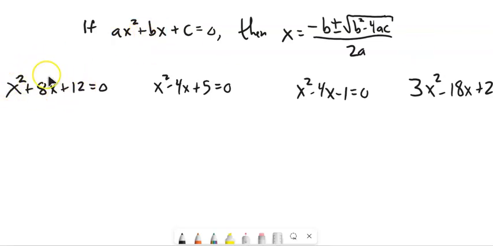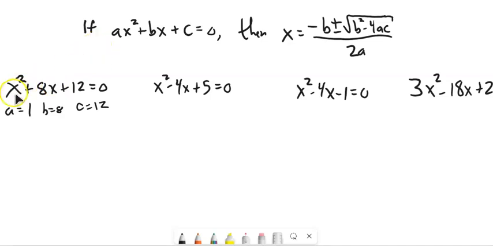So as I look at this equation, a is how many x squareds there are. So there's one x squared, and my b value is how many x's, so b is 8, and c is my constant, so c is 12. So I know my a, b, and c values. So now all I have to do is plug them into this formula and then evaluate it.